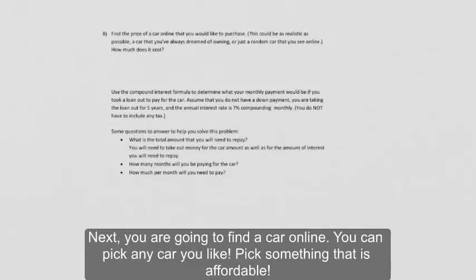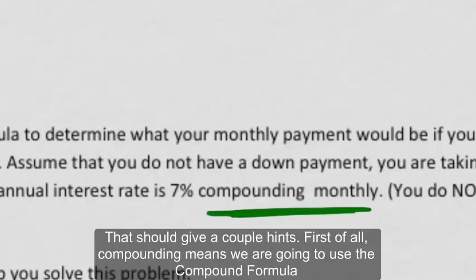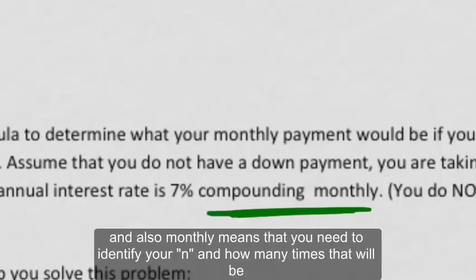Next is you're going to find a car online. You can pick anything that you'd like. You could pick a jalopy, you could pick a dream car, pick something that's affordable or not so much, that you get to pick. Now we're going to be compounding monthly, so that should give you a couple hints. First of all, compounding means we're going to use the compound formula, and also monthly means that you have to identify your N and how many times that will be.